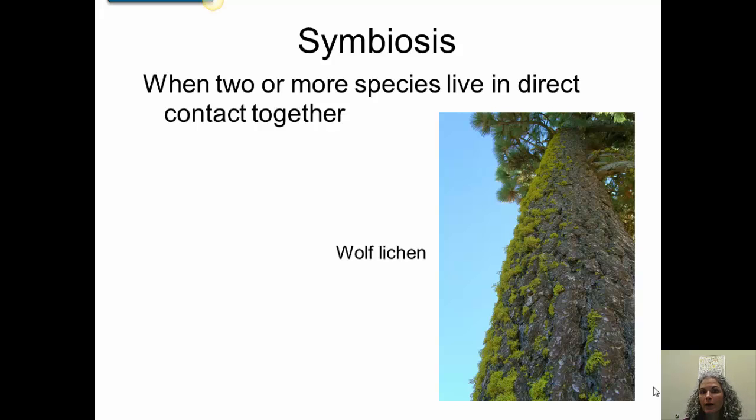You also read a little bit about symbiotic relationships. These are relationships that occur when you have two or more species living in direct contact with one another. One example is wolf lichen. So this is the chartreuse green lichen that you see growing on many trees in the region. It's pictured here on a ponderosa pine tree. All lichens represent a symbiotic relationship between one fungus and an algae or a cyanobacteria.